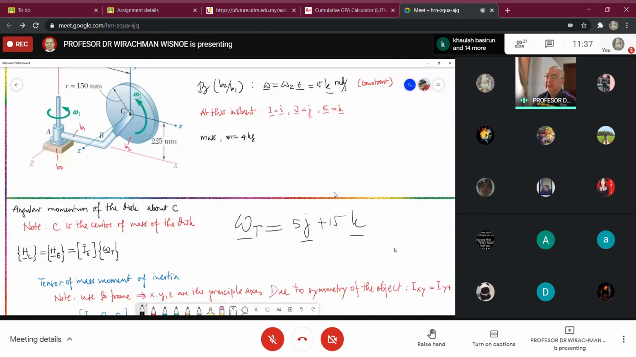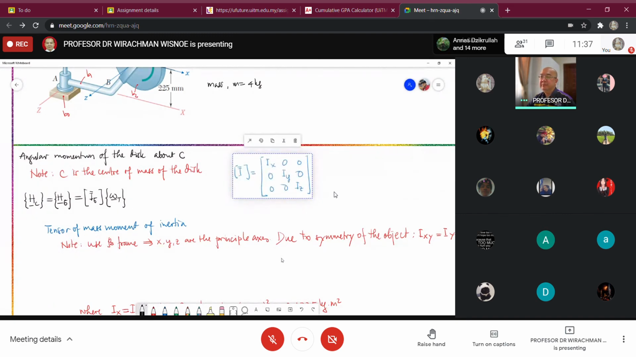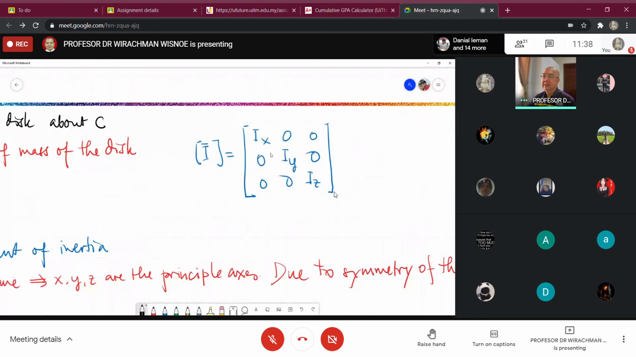Now, my question is, what is the tensor of mass moment of inertia? Tensor means matrix. This one. Ix, Iy, Iz. This one. So my question is, what is the value of Ix?